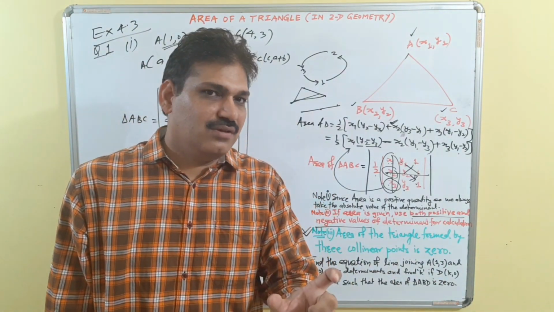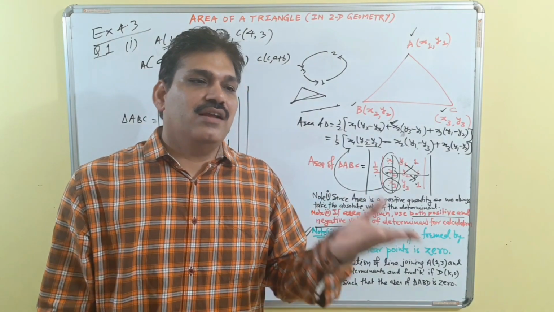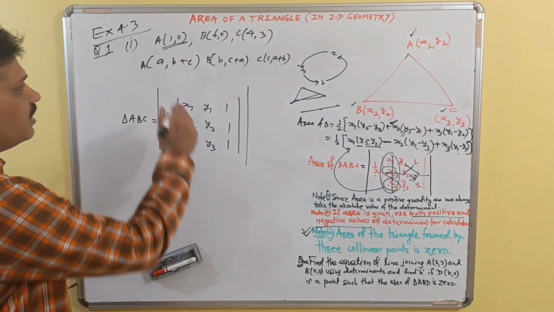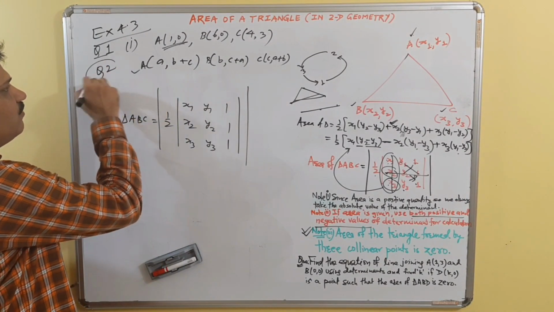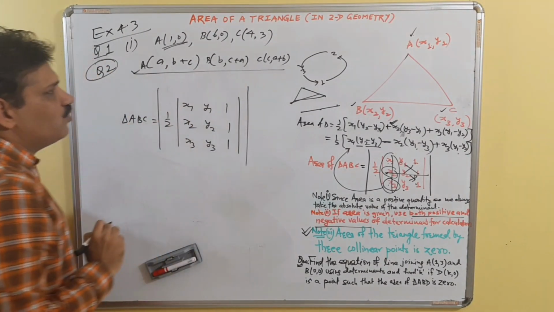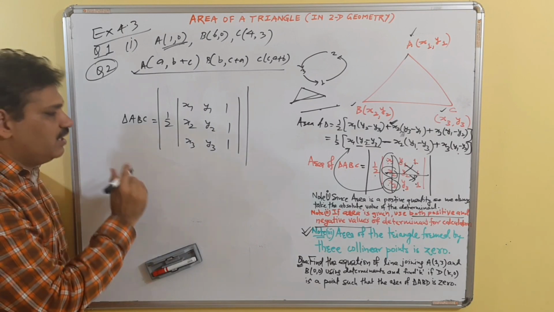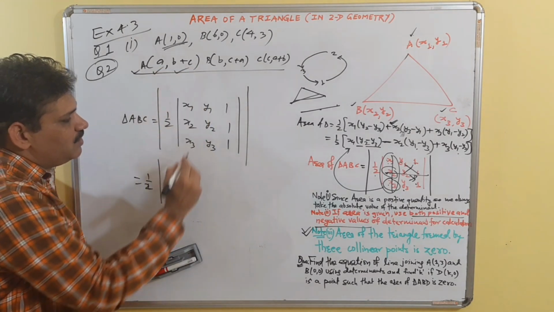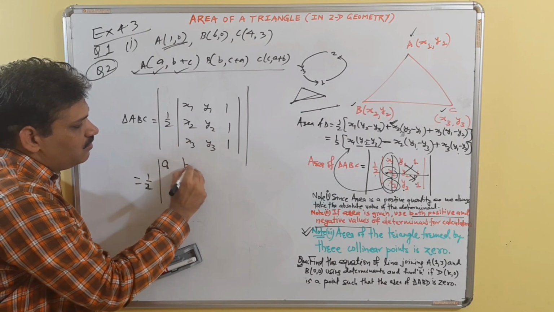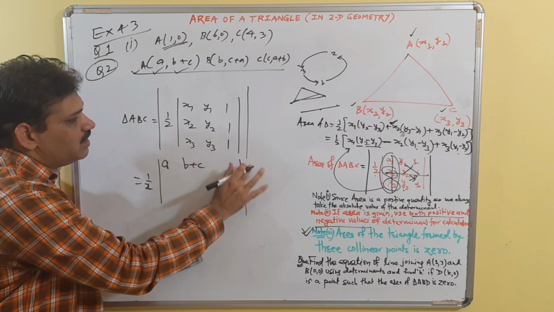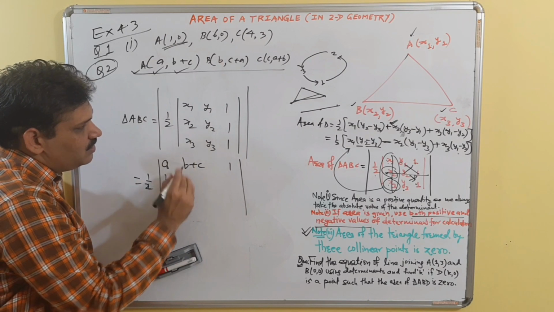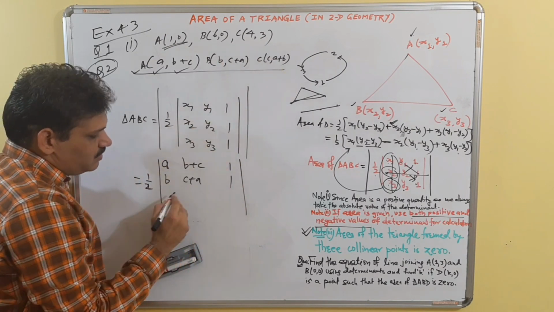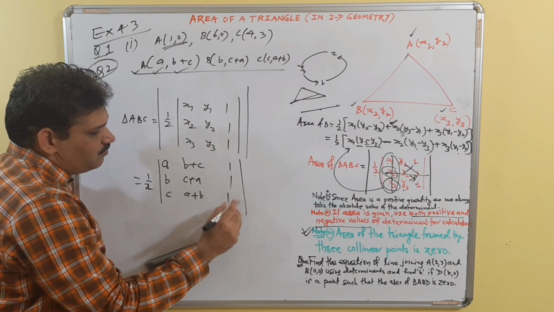If the 3 points are collinear, then obviously the area is 0, and if the area is 0, that means the 3 points are collinear. So here we are given 3 points. In question two, we have to prove that these 3 points are collinear. Now we try to find the area of triangle ABC. Half of the first point A, B plus C, 1; the second point B, C plus A, 1; the third point C, A plus B, 1.